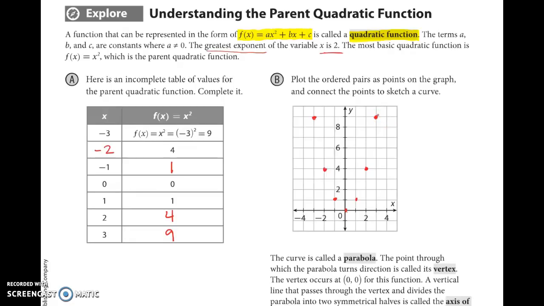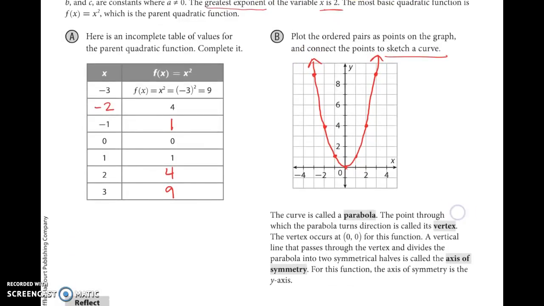Now, if I connect them, it's going to be a curve. The highest exponent is greater than 1, so we're always talking about a curve when we have that. So if I curve this, I should get a U-shaped graph. The curve is called a parabola. The point through which the parabola turns direction is called the vertex. So this right here is my vertex. In this one, the vertex is 0, 0.